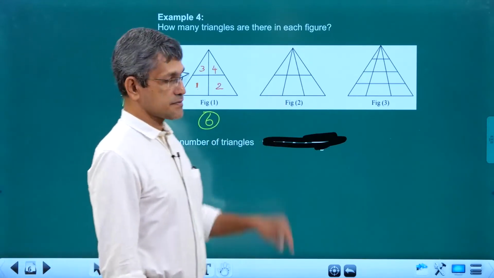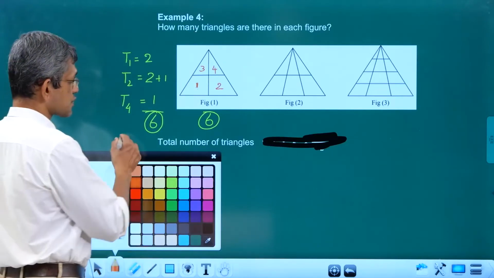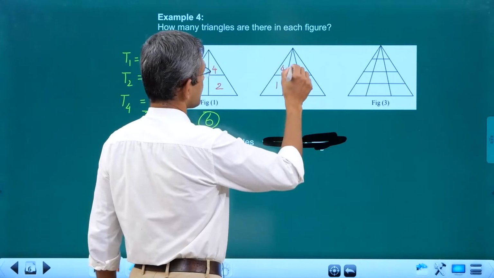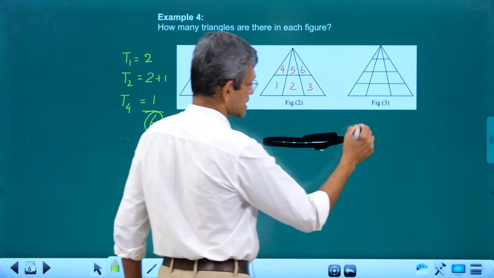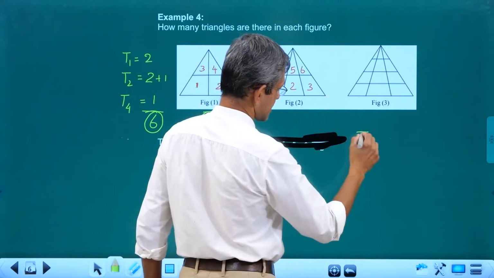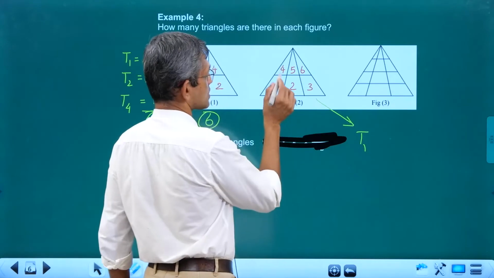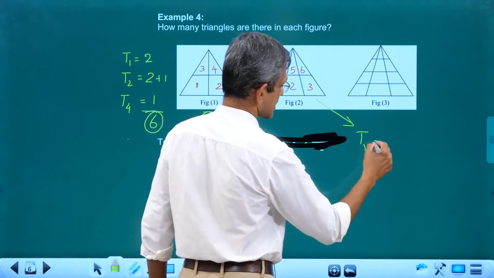And how about this case? Again, if you mark it, this is 1, 2, 3, 4, 5, 6. And if you count it, let me write it over here, somewhere here, that would be easy. T1, 1 piece at a time, we have what? 4 is a triangle, 5 is a triangle, 6. So we have 3 pieces.